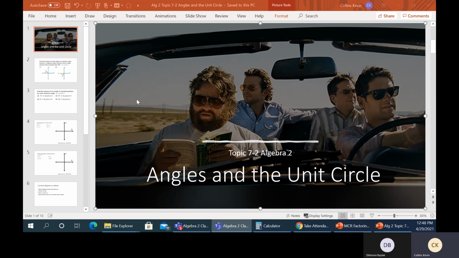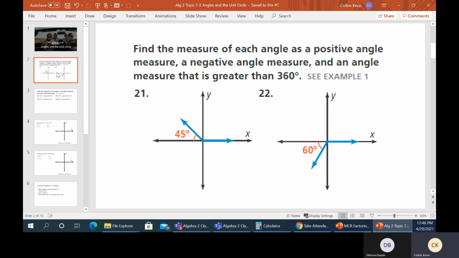All right. So first thing we're going to talk about is something that they call a reference angle. It says find the measure of each angle as a positive measure, a negative measure, and an angle measure that is greater than 360. See the little 45 and the little 60-degree angles here? These are what's known as reference angles. A reference angle is the shortest distance in terms of an angle measure to get back to the x-axis. Notice here it's above the x-axis, but it's still 45. And over here, on the other side, it's 60, it's below the x-axis, but it's still looked at as a positive. So what do they mean by a positive angle measure, a negative angle measure, and then, of course, a measure that's greater than 360?